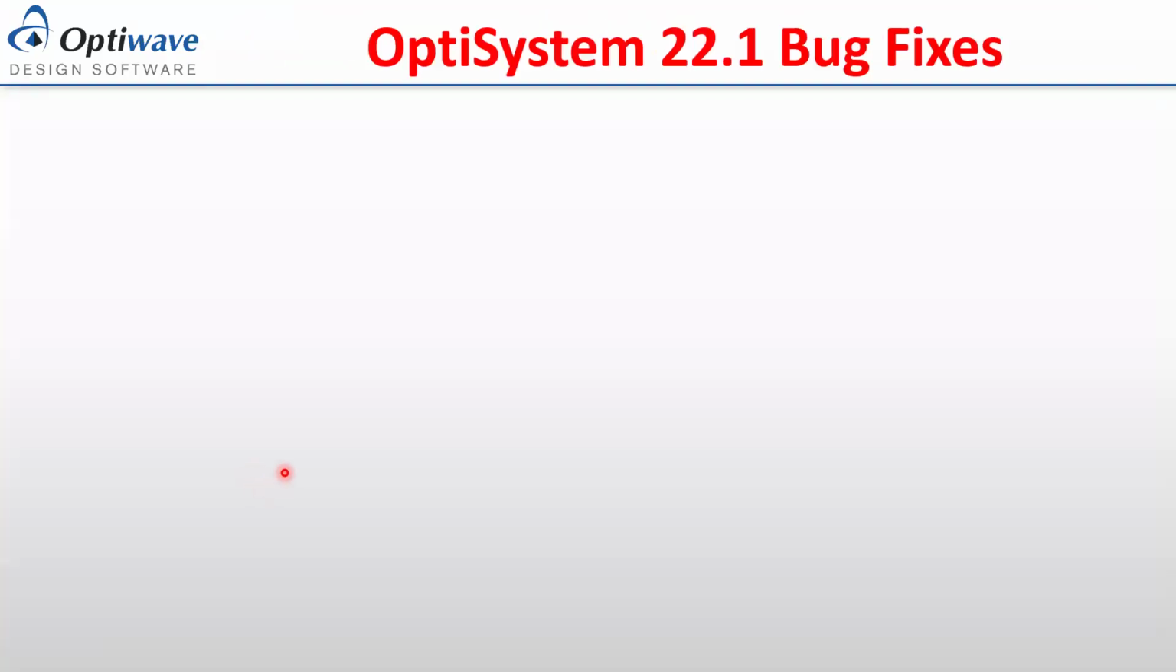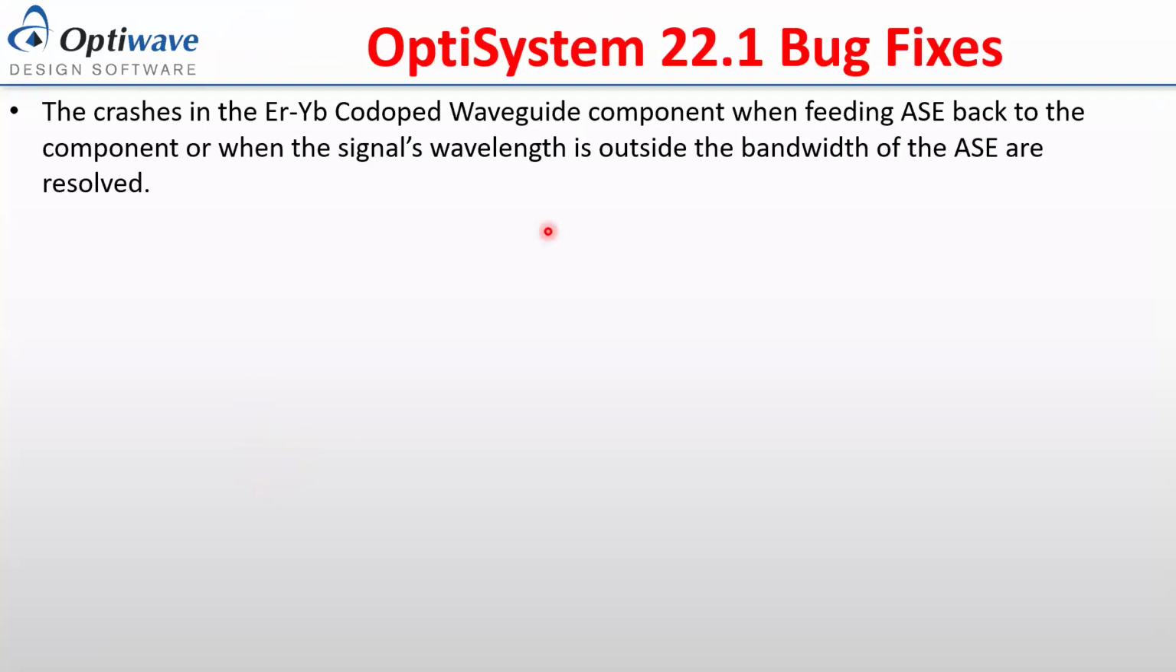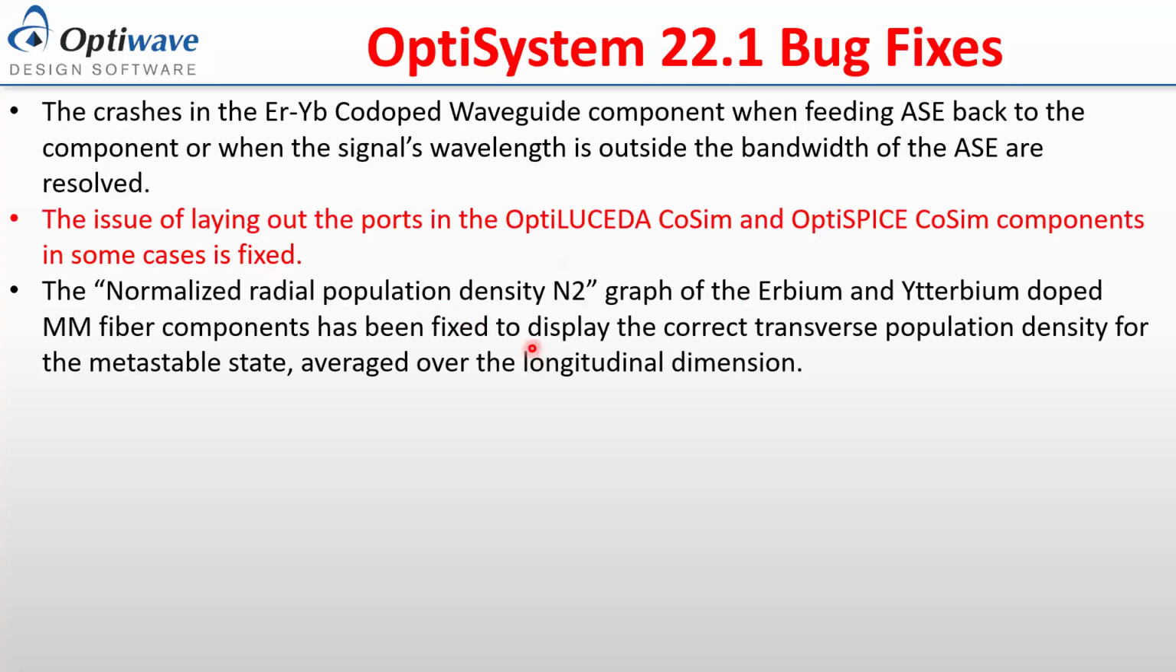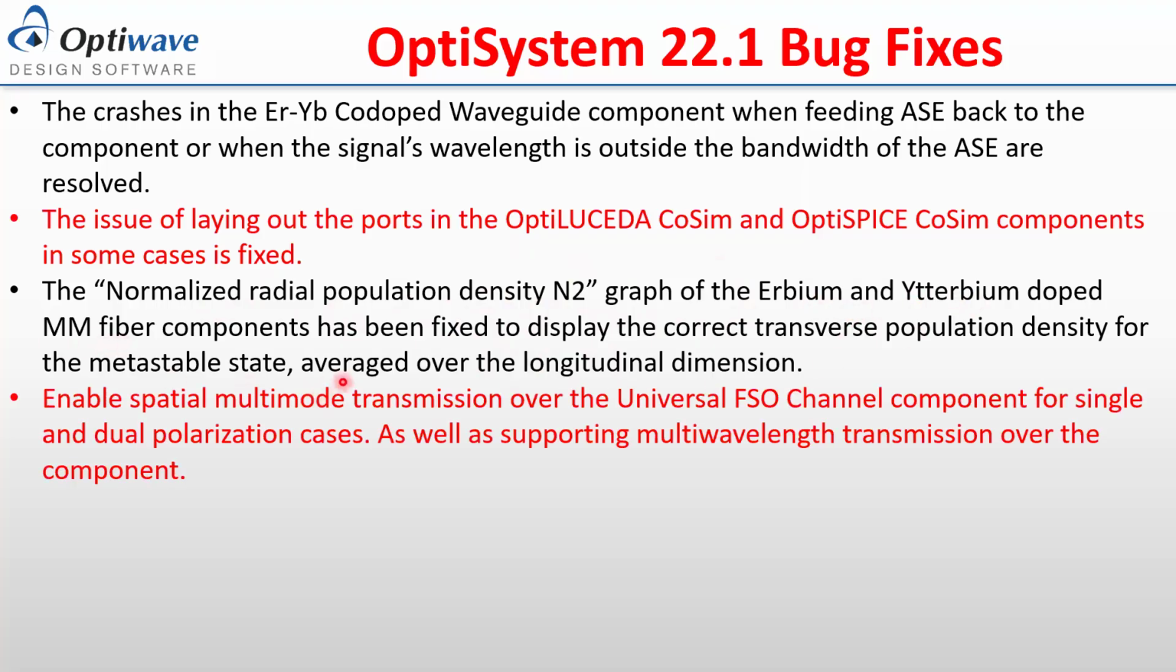let's go into the next one here, the bug fixes. I mentioned the erbium co-doped waveguide, enabling laser designs. Also, about the OptiReceiver component, there were some cases with issues with the port location, but now it's been fixed automatically. And then there is some improvement in displaying the normalized radial population density in the multimode erbium and ytterbium components.